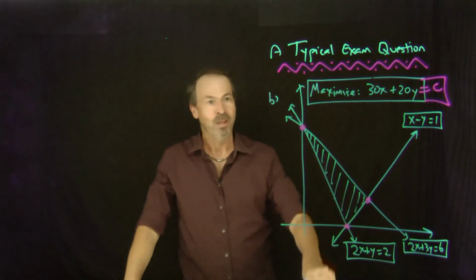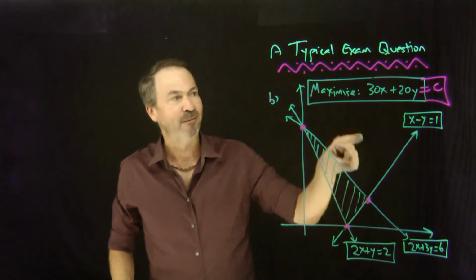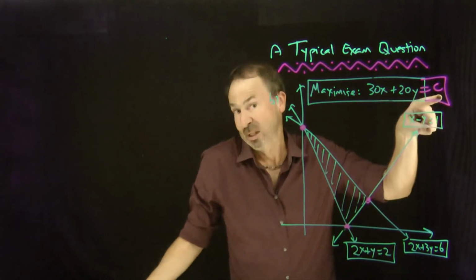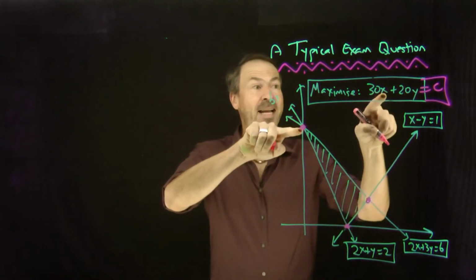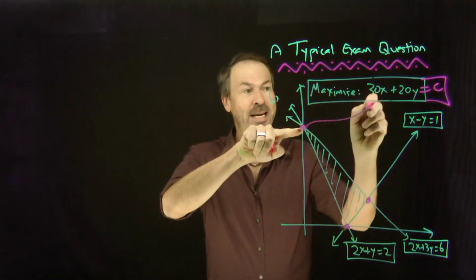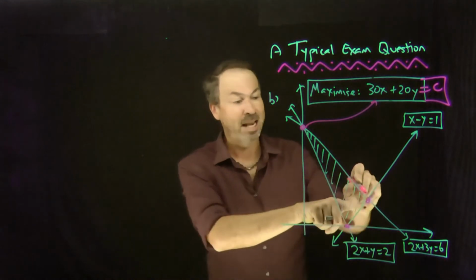You realize, the corners are going to be the values that give me the biggest or smallest value of c. So all I need to do then is find out, what x and y value does this point have? Put it in here and see what value of c it gives. What x and y values here?